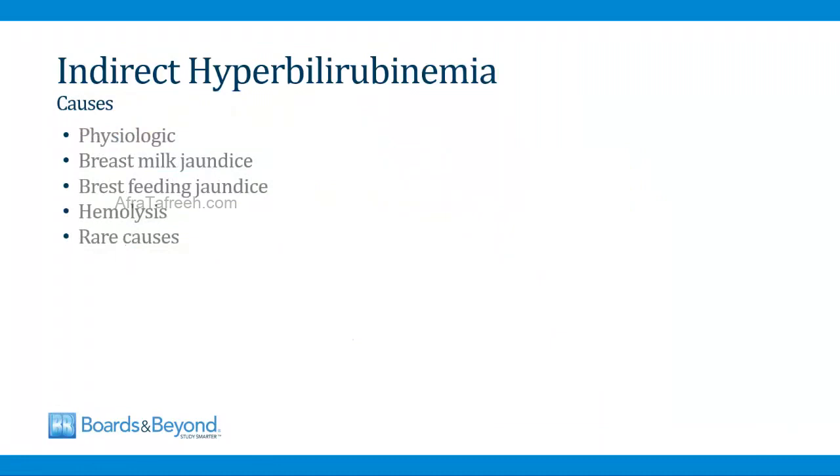Most babies who develop an indirect hyperbilirubinemia have physiologic hyperbilirubinemia. This happens because the liver is immature and the gut is sterile, and all those things we talked about a few slides ago. But some babies develop more severe or prolonged hyperbilirubinemia for one of these reasons shown on this slide, and so we'll go through each of these in the remainder of this video.